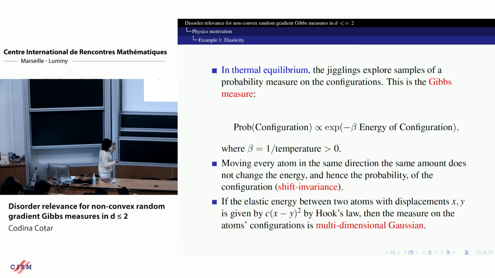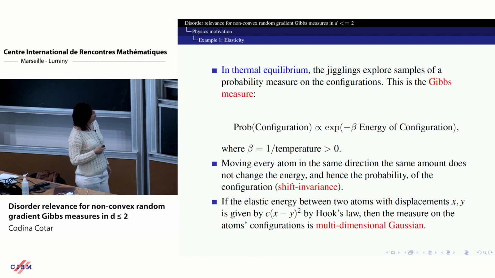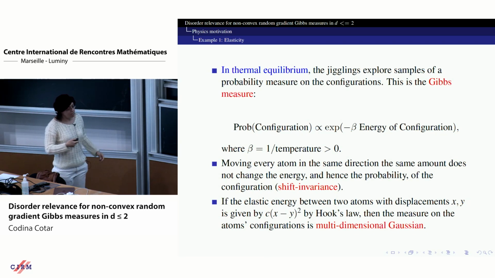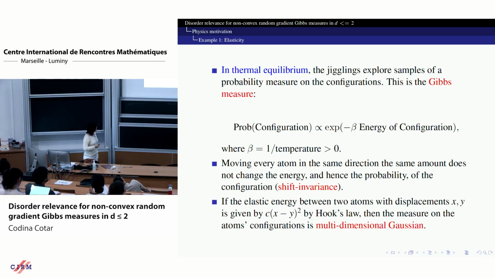Yeah? And one property that we have for such a system, if we were to ignore any external influences, is that if we move every atom in the same direction by the same amount, it should not change this energy, and therefore should not change the probability of the configuration. And this mathematically will mean that my Gibbs measure has to be what is called shift invariant. So the Gibbs measures should have some sort of shift invariance property.